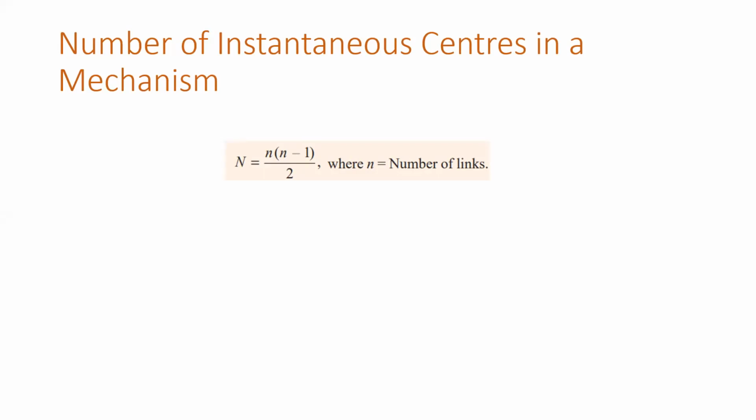For example, suppose there are 4 links. How many combinations can I make? I can make a combination of link 1 and 2, link 1 and 3, link 1 and 4. For every combination one ICR will exist. So how to calculate the total number of ICRs? The formula is: number of ICRs is equal to n(n minus 1)/2, where small n is the number of links in the mechanism. You have to count how many links there are, put it here, and then you can find out how many ICRs are possible.